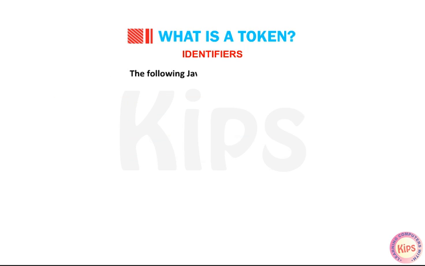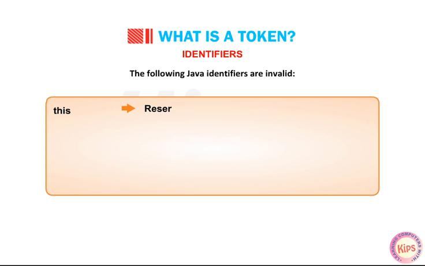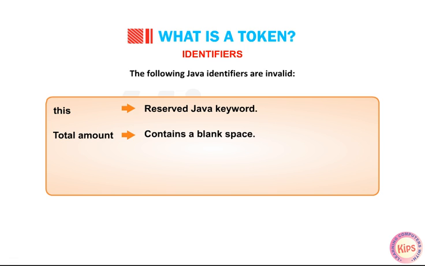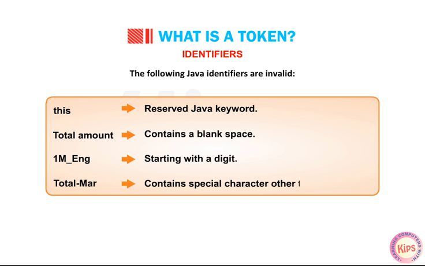The following Java identifiers are invalid. This is a reserved Java keyword. Total amount contains a blank space. 1M_English starts with a digit. Total#mar contains a special character other than underscore and dollar.